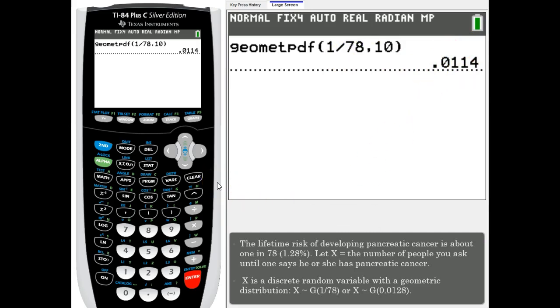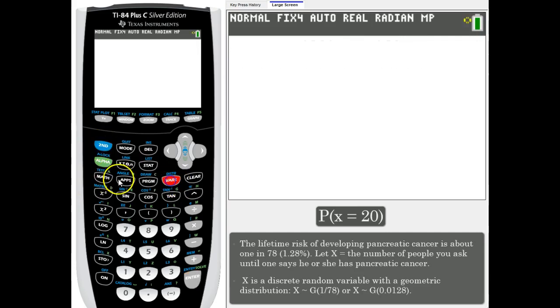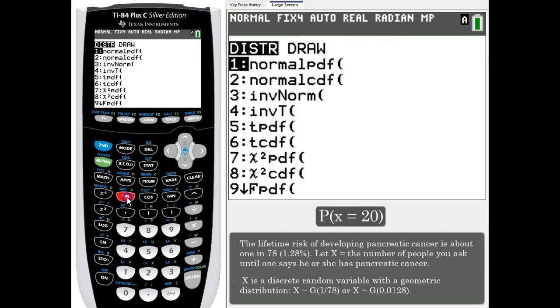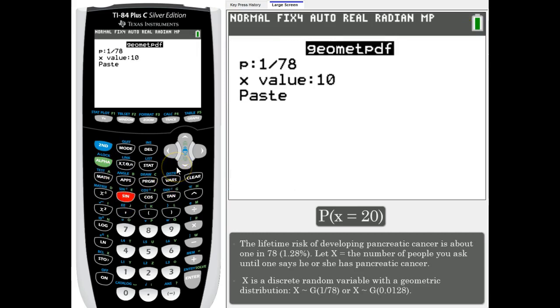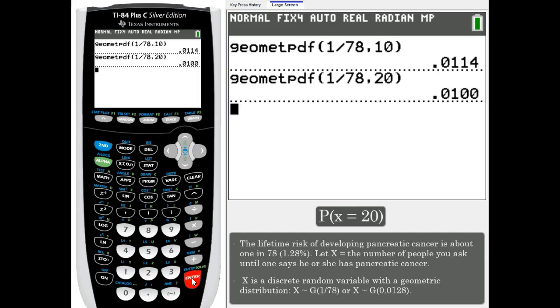Now let's try again, but this time we'll have to ask 20 people. What's the probability that it will take me 20 people to get a final yes? So second vars alpha E, and I'm going to leave my 1 over 78 there, but I'm going to change my X value to 20. And now this time it's 0.1.